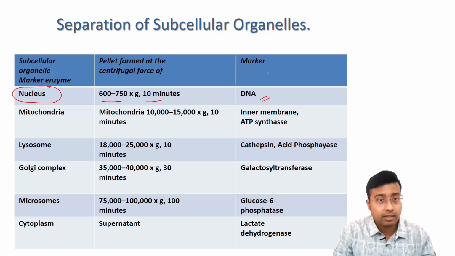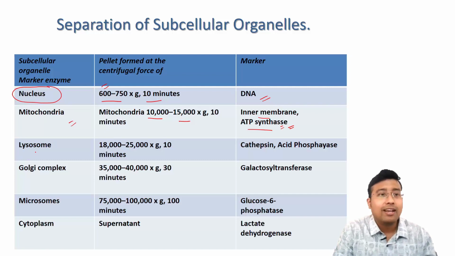Mitochondria is much lighter. In order to sediment mitochondria, we need to spin the whole suspension at 10,000 to 15,000 g. Mind, it is in thousands. It is a huge amplification of speed, and definitely this needs an ultracentrifuge. For 10 minutes, it will give the mitochondrial pellet. The markers of mitochondria are ATP synthase and the inner mitochondrial enzymes. Anyway, you can remember ATP synthase, that's more than enough. There's a spelling mistake, I'm so sorry, it will be one S.